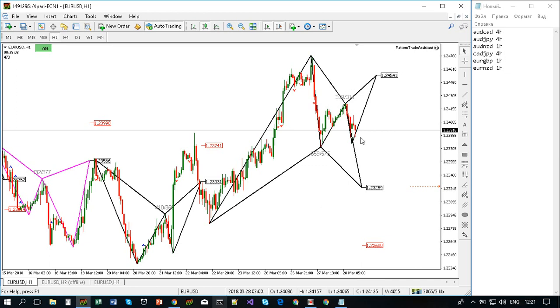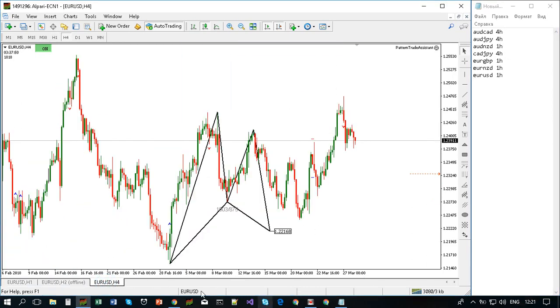We have two patterns on 1 hour. Euro USD. If price goes higher, we complete this smaller unified Gatli, and if it goes lower, we complete this larger Gatli. Okay, Pound Aussie.